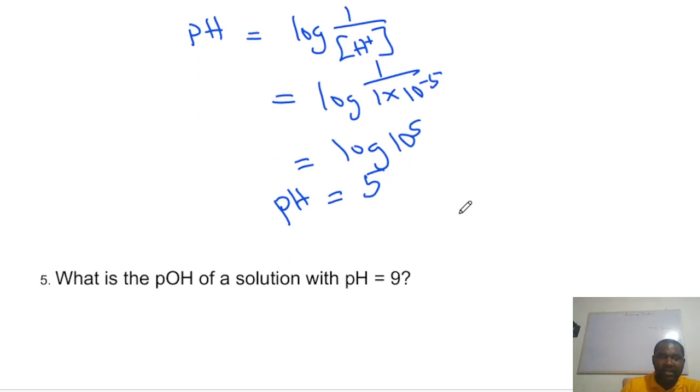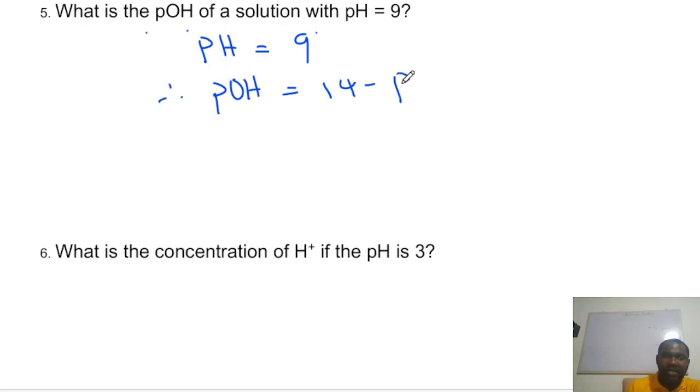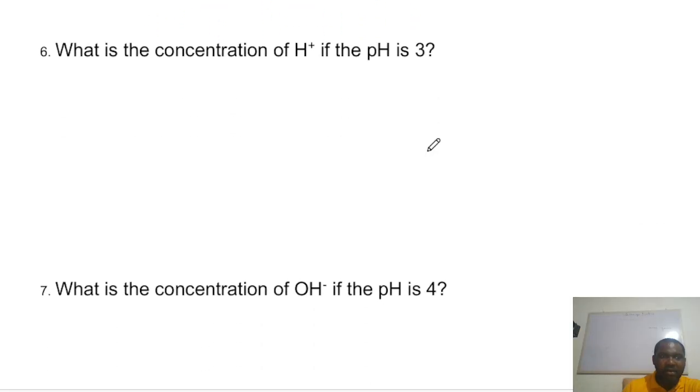Kindly note that. Okay. Then number 5. What is the pOH of a solution with pH equal to 9? Now, if the pH is equal to 9, it means that the pOH is going to be 14 minus pH, which means 14 minus 9, which is equal to 5. Quite straightforward. Okay. Now the next one, what is the hydrogen ion concentration if the pH is 3?